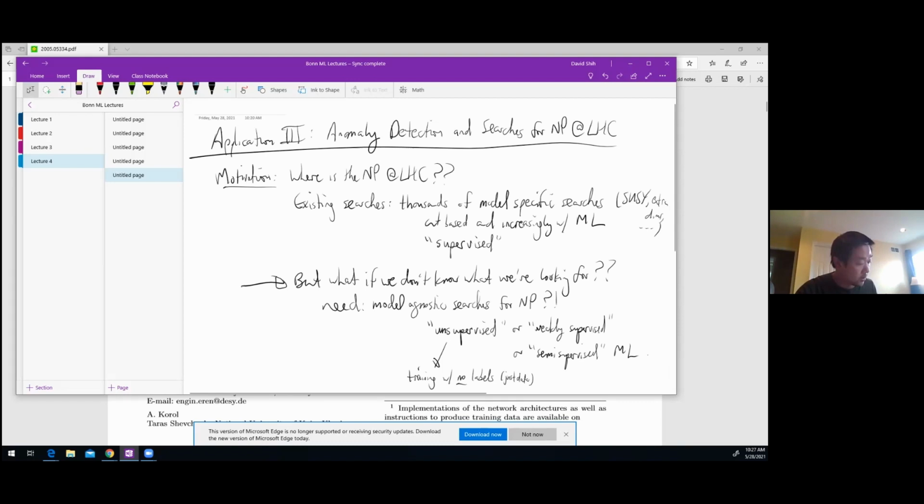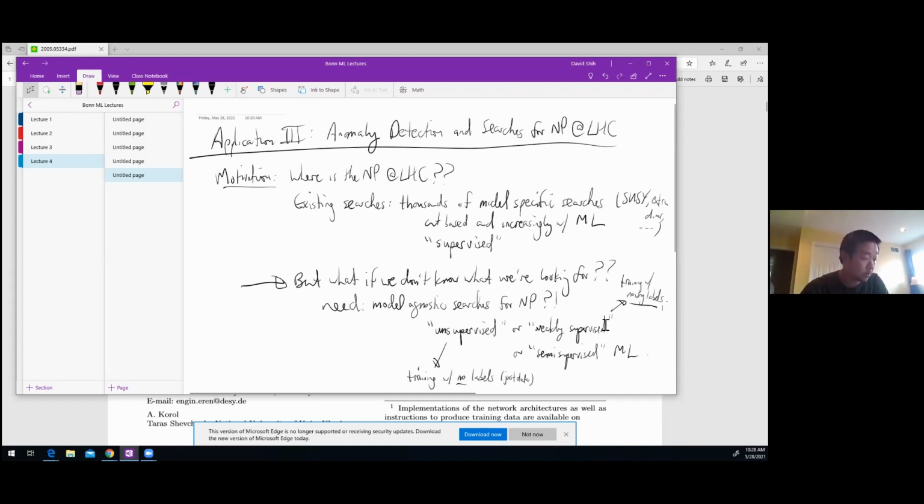So that's unsupervised. Weakly supervised is training with noisy labels. What does noisy label mean? It means that the label correlates in some way with what you're interested in, in our case new physics or standard model, but because it's still data driven, we don't know for sure whether it's new physics or standard model. So the labels are noisy. They're not exactly what we want, but they correlate with it somehow.